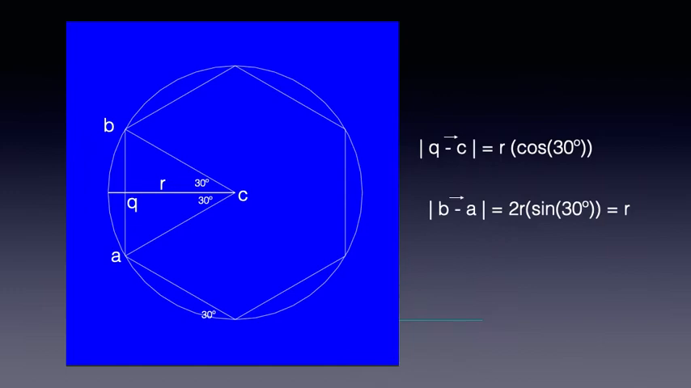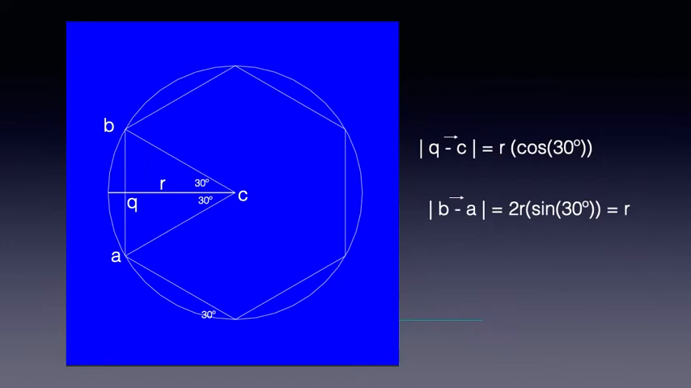Now the distance between C and Q, you can take a look at the first equation here. The left-hand side is vector notation. In other words, if you subtract a point from another point, you end up with a vector. It's a direction and distance. If you take the absolute value of that, at least in vector notation, that's the distance. That is equal to r times the cosine of 30. That comes from basic trigonometry of a right triangle.